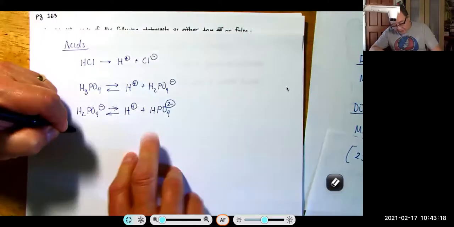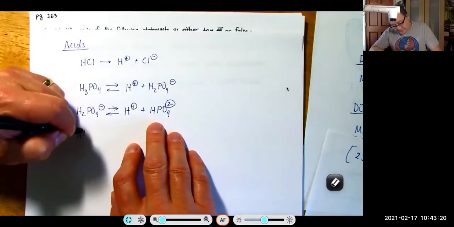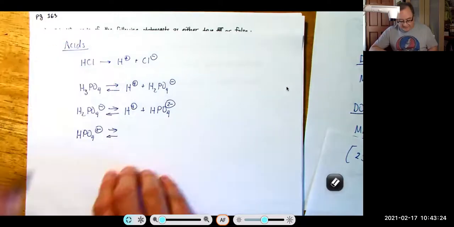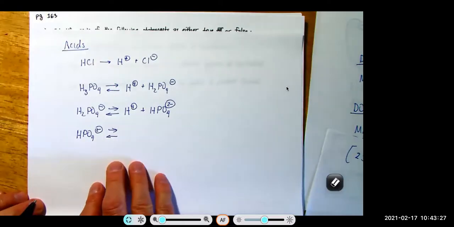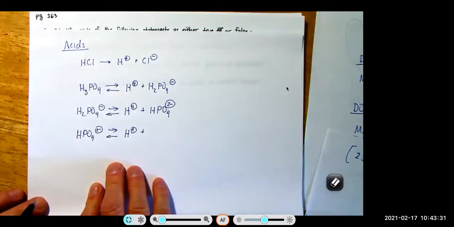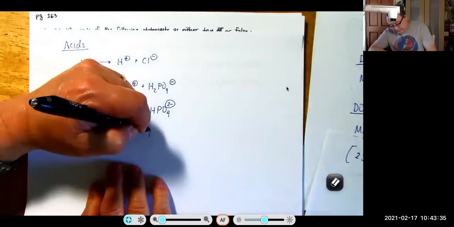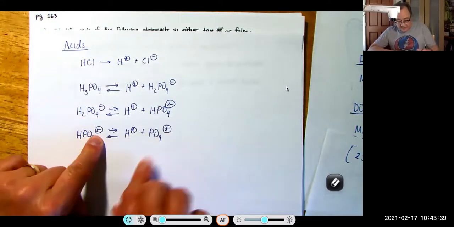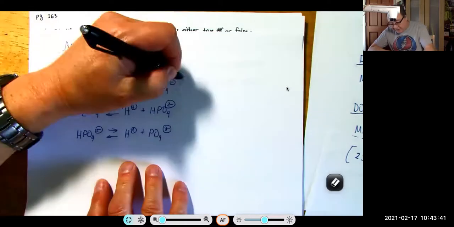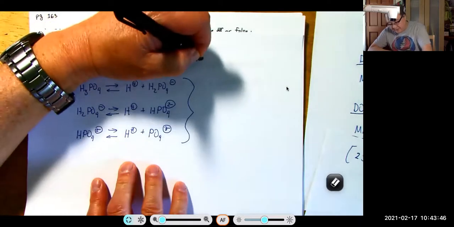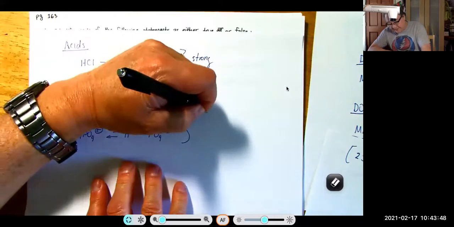And this is also an acid. So what's it going to make? H plus. What else? Just PO4 3-. That's right. And notice that the charge here and the charge here adds up to -2. So what type of acids are these and what type of acid is this? This is a strong acid and this is a weak acid.